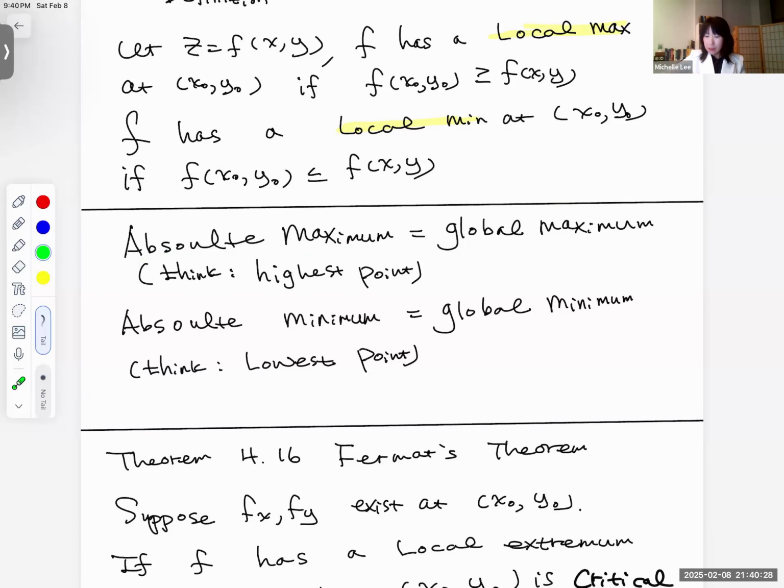Okay, so we have an absolute maximum. Other name is global maximum. So think highest point, right? So we say absolute maximum. We have an absolute minimum. Other name is global minimum. Think lowest point in the function, right?